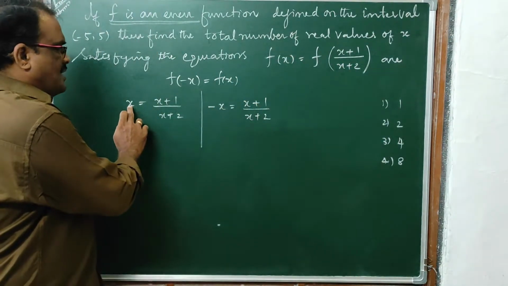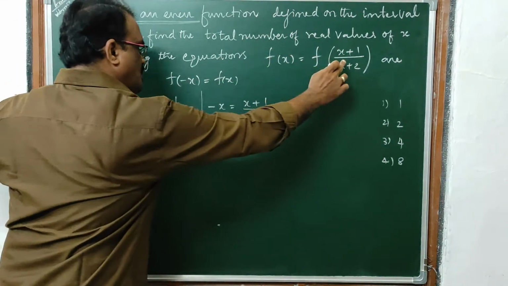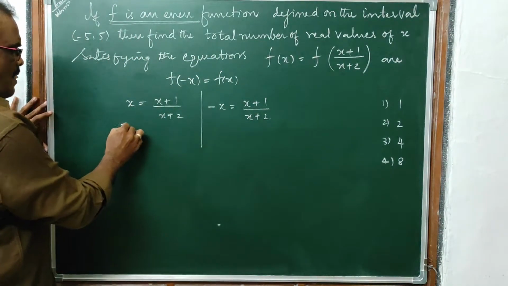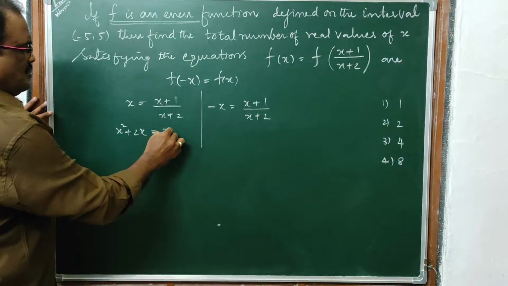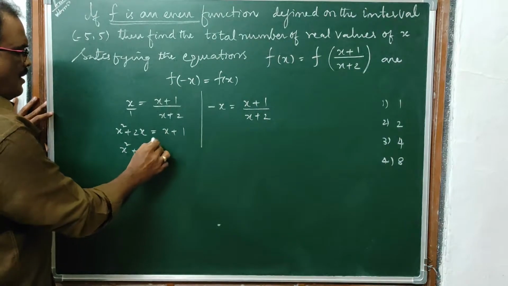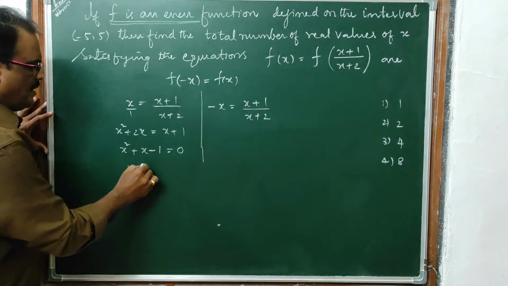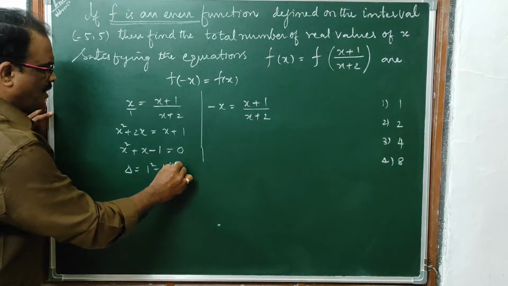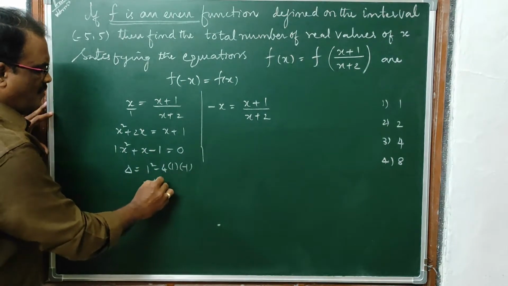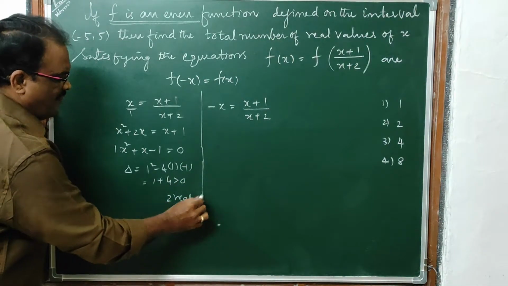So if you take x plus 1 by x plus 2, it should be the same. If you take minus x, it should be equal to the same thing, x plus 1 by x plus 2. How are we going to do this? x square plus 2x is equal to x plus 1. That is cross multiplication. x square plus x minus 1 is equal to 0. Take the discriminant, b square minus 4ac. This is 1 plus 4, greater than 0. Real and distinct, two real values of x.